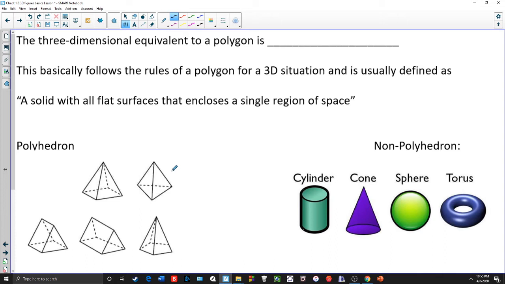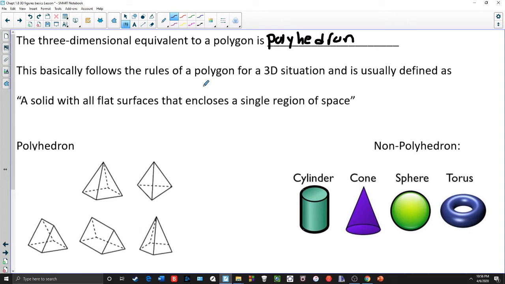We just basically take the 2 dimensions and build it up. So the 3-dimensional equivalent for a polygon is called a polyhedron. Let me try that again. Is a polyhedron, or hedron, depending on how you want to say it. Some people say polyhedron, some people say polyhedron. It's just a matter of your taste.